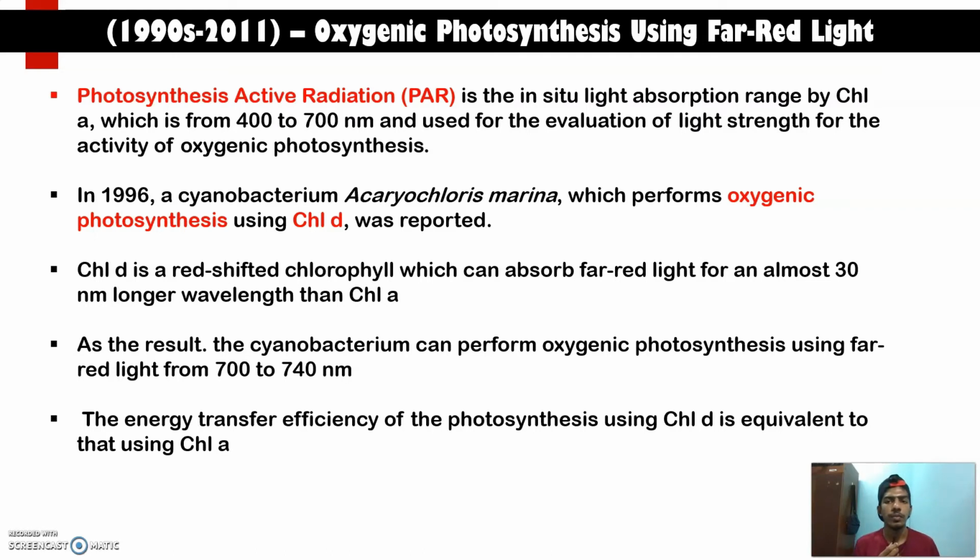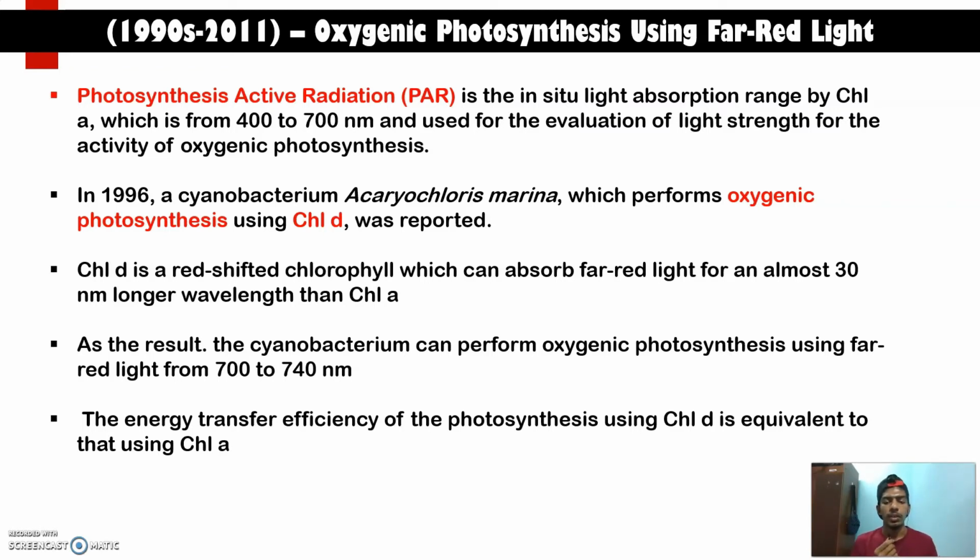Next, oxygenic photosynthesis using far red light. The in situ light absorption range by chlorophyll A, which is from 400 to 700 nanometers, is known as photosynthetically active radiation (PAR), which is used to evaluate the light strength for the activity of oxygenic photosynthesis. In 1996, a cyanobacterium named Acaryochloris marina was discovered, which can perform oxygenic photosynthesis using chlorophyll D. This chlorophyll D has a unique characteristic where it can perform oxygenic photosynthesis using far-red light, which has a spectrum from 700 to 740 nanometers.